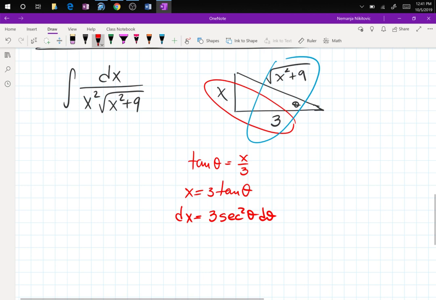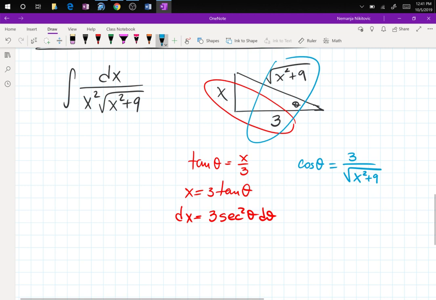So x equals 3 tangent theta, and then immediately differentiate to get the dx. Derivative of tangent is secant squared. Now go for the other one, the blue one. That's obviously going to be cosine. Cosine theta is going to be 3 divided by the square root of x squared plus 9.